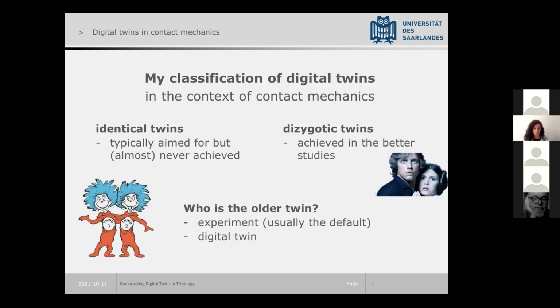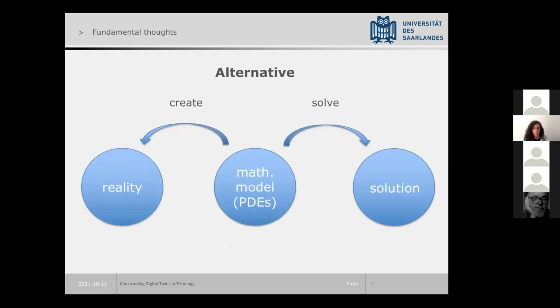And one such example dates back a few years, but I think it's worth mentioning here to set the stage. So the alternative would be to define a mathematical model and then to create a reality mimicking these models and perhaps use computer simulations to find the solution. So perhaps I should get a laser pointer, which is nicer.